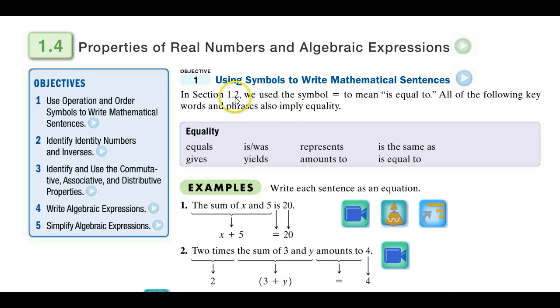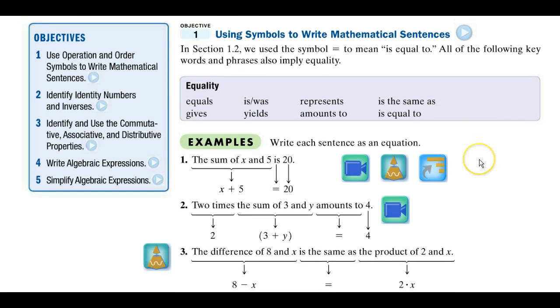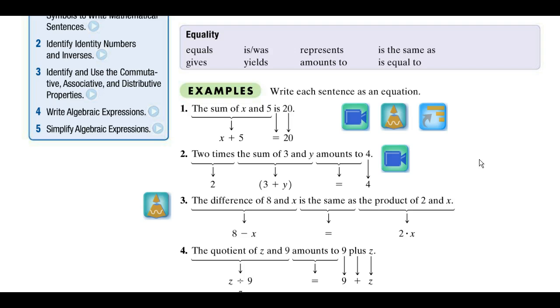So we said in section 2, we use the symbol equal to mean is equal to. Here are some other words that often are translated into the equal sign: equals, gives, it, was, yields, represents, amounts to, is the same as, is equal to. Okay, so let's do a little bit of translation. And by the way, we will be covering these objectives in this section. Write each sentence as an equation.